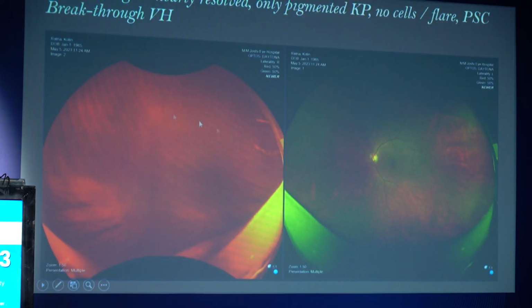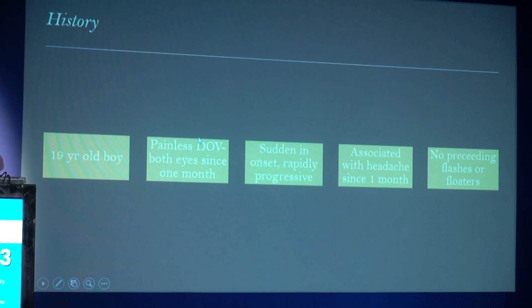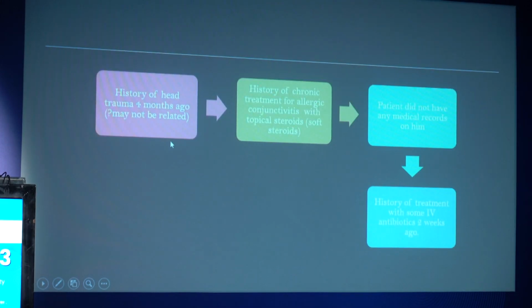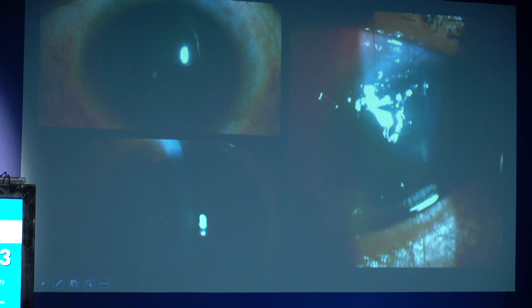Finally, at this point, she has dispersed vitreous, breakthrough vitreous hemorrhage, which is more diffuse right now, and the uveitis part is nearly resolved. This is the last case of a 19-year-old boy with painless loss of vision in both eyes since a month. So there was history of some head trauma which may or may not be related. He's been treated for allergic conjunctivitis with topical steroids for a very long time and has received IV treatment with antibiotics 2 weeks ago.